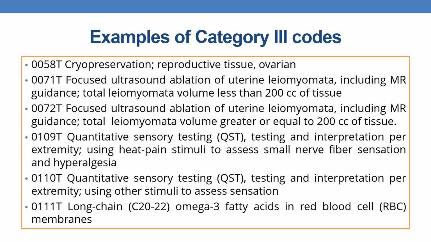Quantitative sensory testing and interpretation per extremity using other stimuli to assess sensation. The next is 0111T, long chain omega-3 fatty acids in red blood cell membranes. So these are some of the examples for category 3 codes.